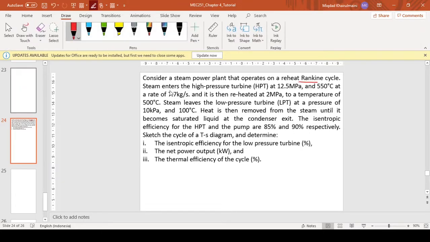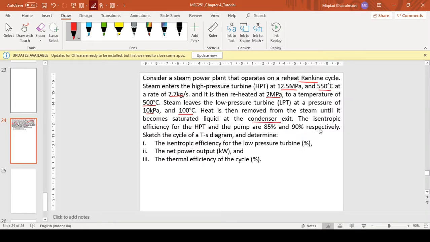And then the steam enters the high pressure turbine at 12.5 megapascal and 550 degrees Celsius at a rate of 7.7 kilograms per second, the mass flow rate. And it is then reheated at 2 megapascal to a temperature of 500 degrees Celsius. Steam leaves the low pressure turbine at a pressure of 10 kilopascal and 100 degrees Celsius. Heat is then removed from the steam until it becomes saturated liquid at the condenser exit.